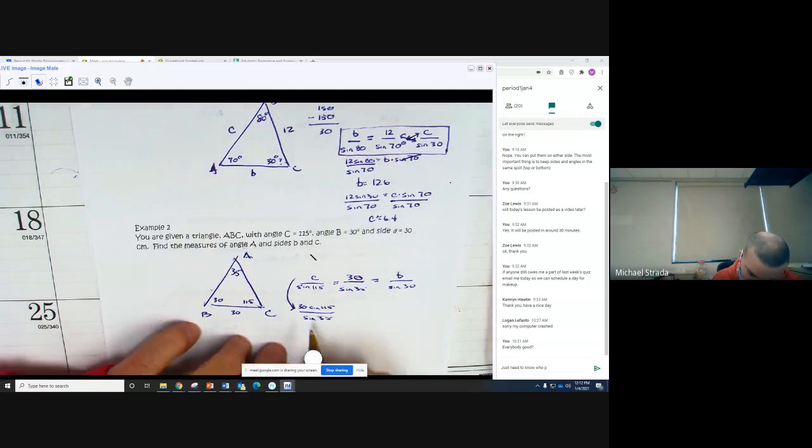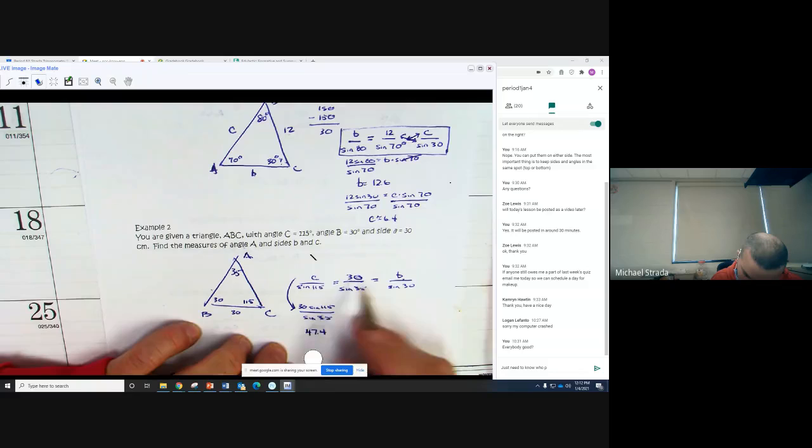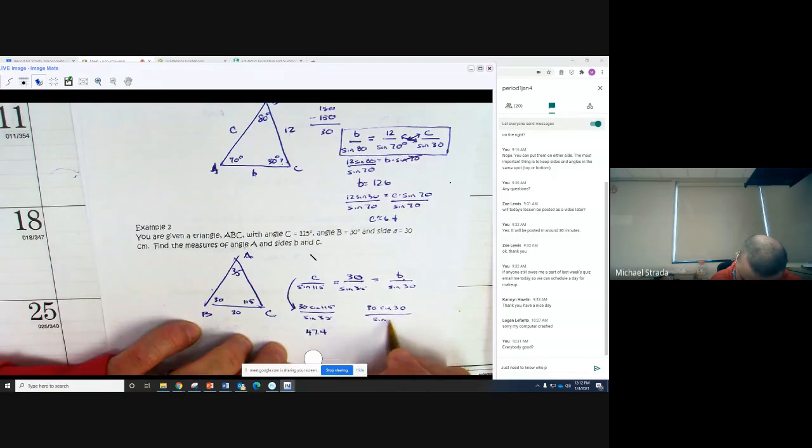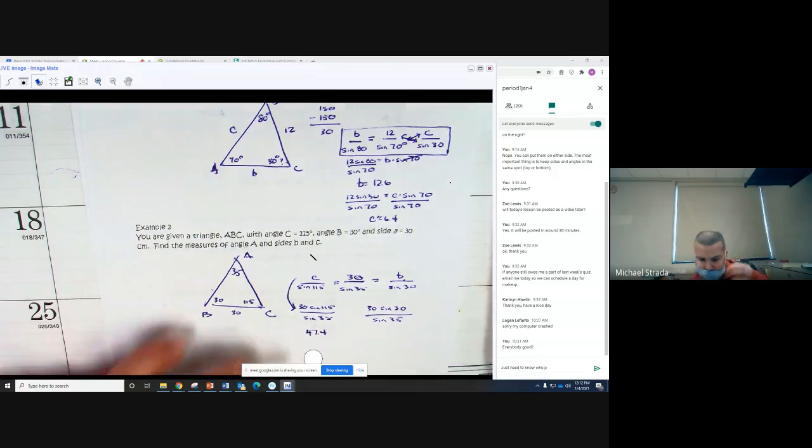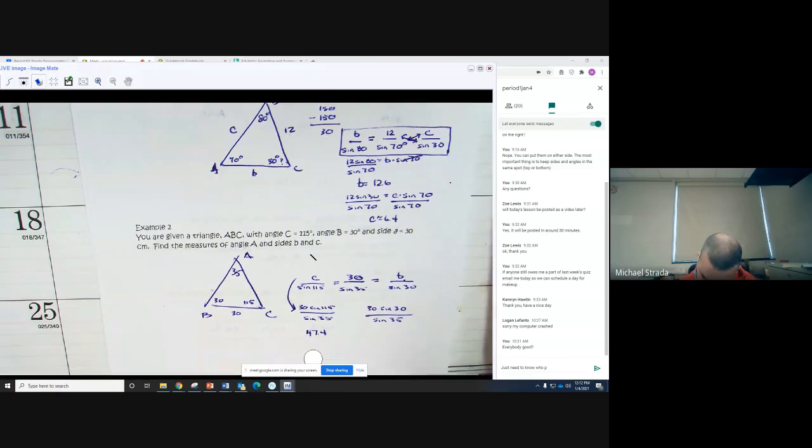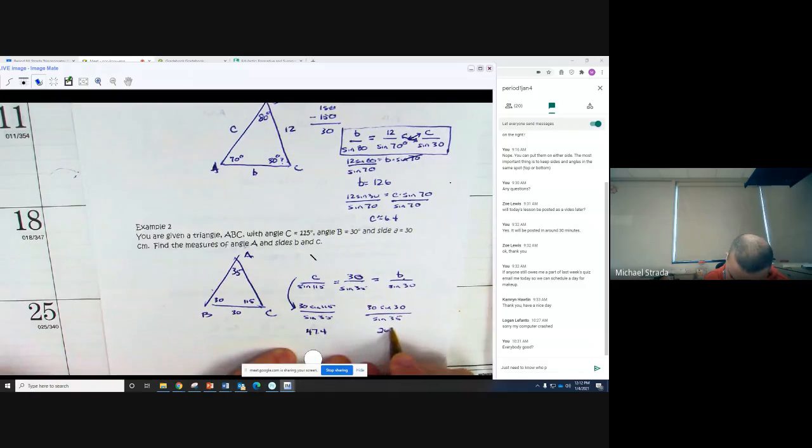And I get 47.4. To get B, I would do 30 sine 30 when I cross multiply, and divide that also by sine 35. When I go to my calculator, 30 sine 30 divided by the sine of 35, and I would get 26.2.